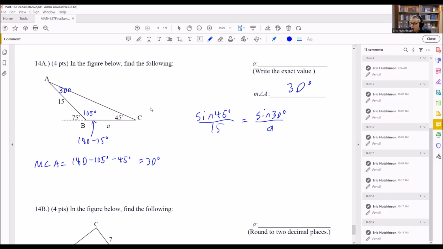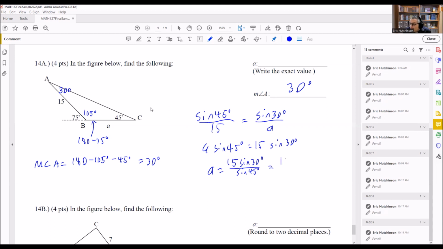Let's cross multiply. Okay, so we're going to do a sine 45. So a sine 45 is going to equal 15 times sine 30 degrees. Okay. Now we want to divide both sides and solve for a. A is equal to 15 sine of 30 all over sine 45. Now, I don't want to put this into the calculator and get decimals. I want to actually use the values from the unit circle.